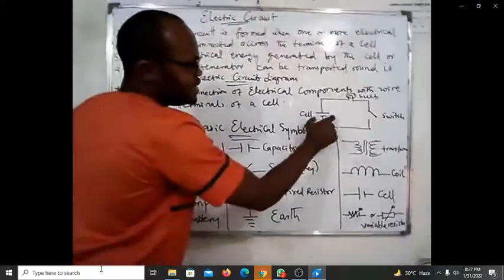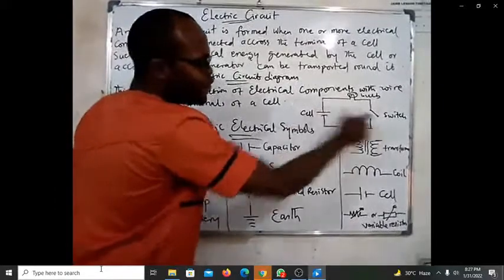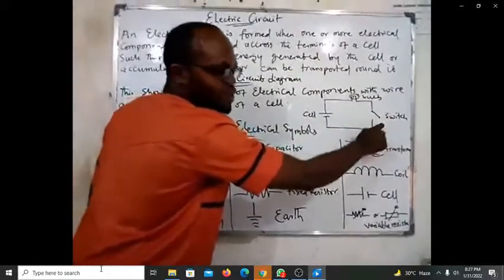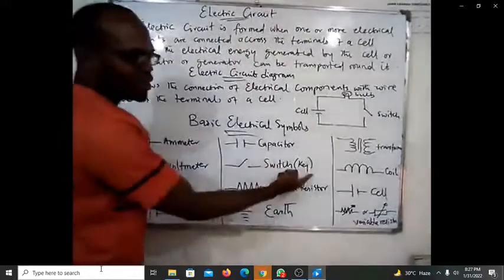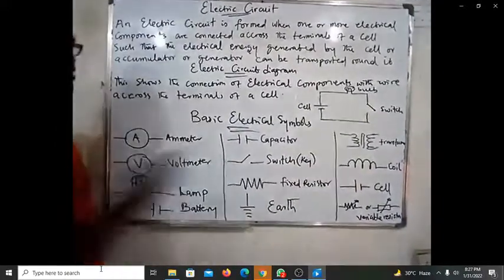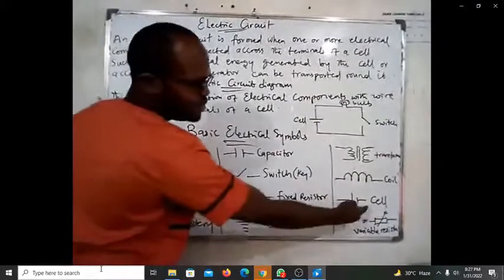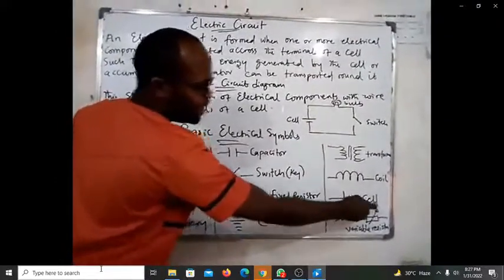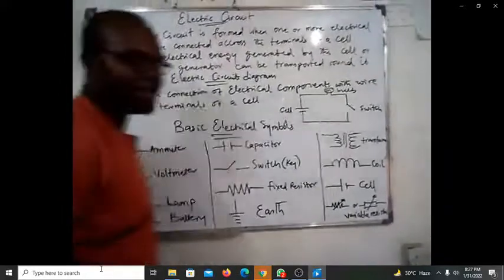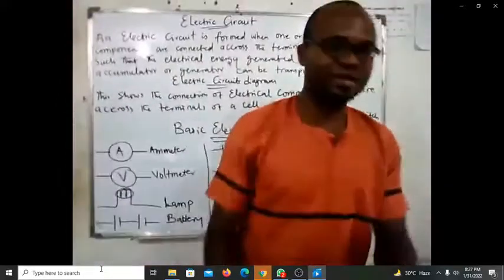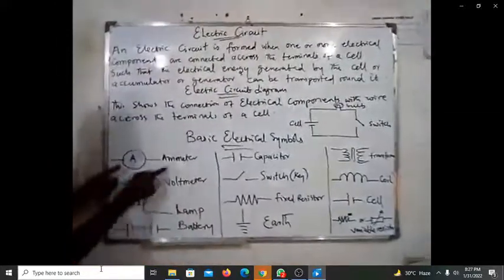Whenever you see something like this, it represents a cell. When you see something like this, it represents a switch, and that is what we have here. Another word for switch is key. This is a cell. If there is more than one cell, we call it a battery. So cell and battery are the same thing, except that a battery is more than one cell. Is that clear?